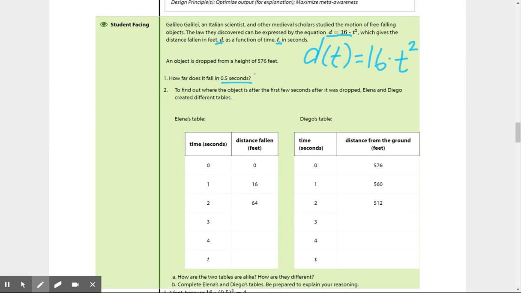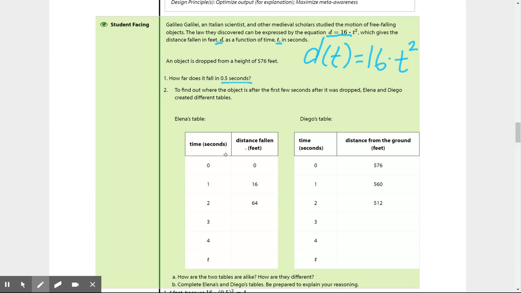Number 2 says, to find out where the object is after the first few seconds it was dropped, Elena and Diego created different tables. So Elena's table is on the left and Diego's table is on the right. So I want you to finish filling this in. What would happen at 3 seconds? What would happen at 4 seconds? What would happen at t seconds?